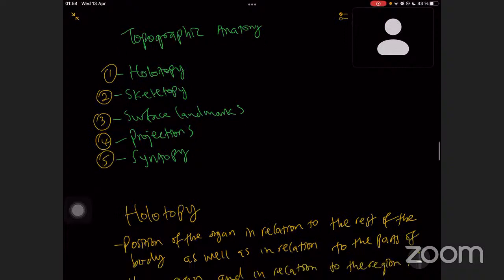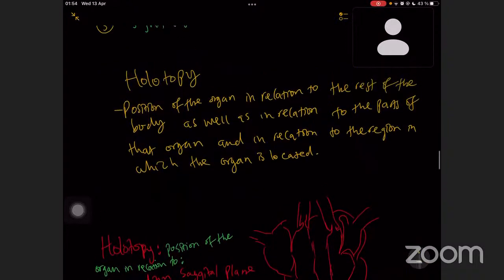So let's begin with Holotopy. What is Holotopy? Holotopy describes the position of an organ in relationship to the rest of the body, as well as in relationship to the different parts of organs, and in relationship to the region in which the organ is also located.